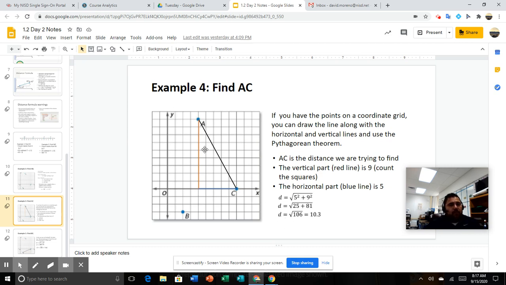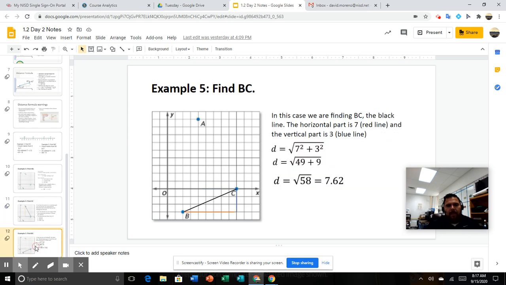Now, this is one way to do it. This is the distance formula still, by using the Pythagorean theorem. You can still find the x and the y coordinate of A, which we said was 4 comma 9, right? And then C would be 9 comma 0, right? Because it's on the x-axis, so the y value is 0. So you could do it that way too with the same distance formula, okay?